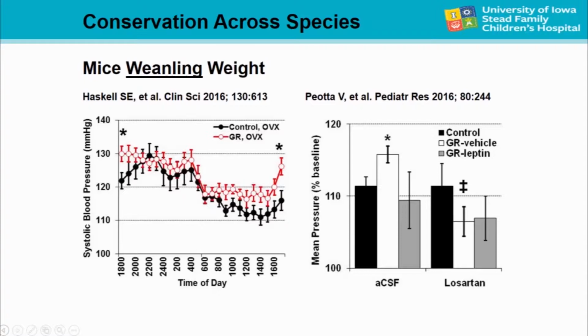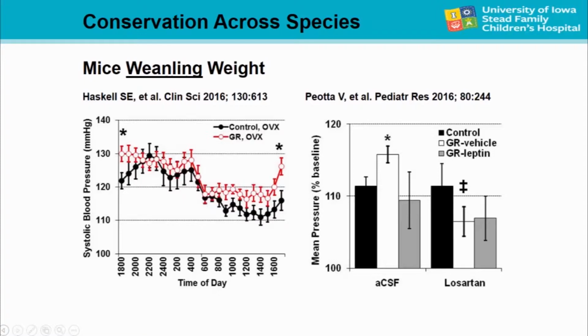Over on this side are males. And the males are also hypertensive. So this is mean blood pressure as a percent of baseline. This is when they received artificial cerebrospinal fluid into a catheter placed into their brain. And so that's just baseline conditions. Growth-restricted mice are hypertensive.